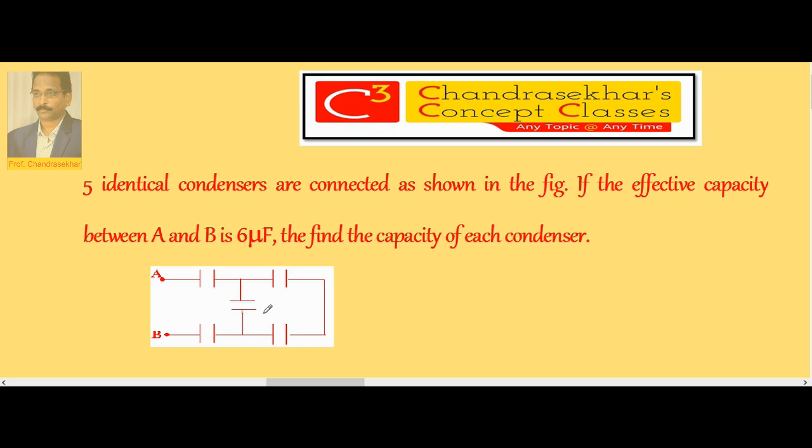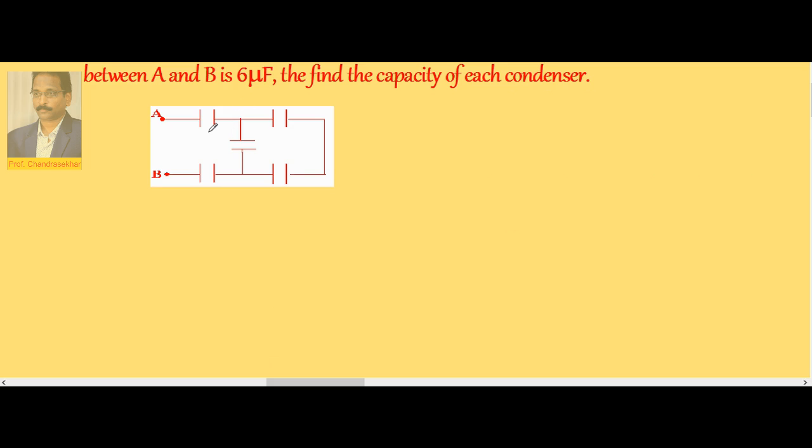Let us consider the capacity of each one is C, and our aim is to calculate C only. Let us take this point as P, this point as Q. Now let us redraw the figure. One side I am taking A, the other side I am taking B.